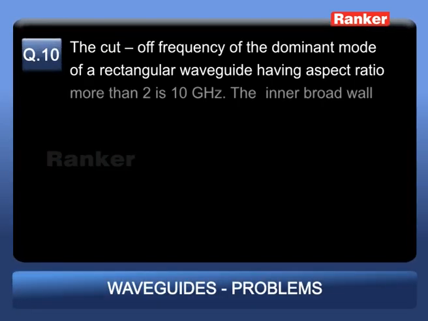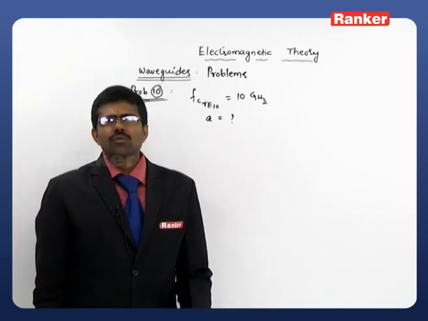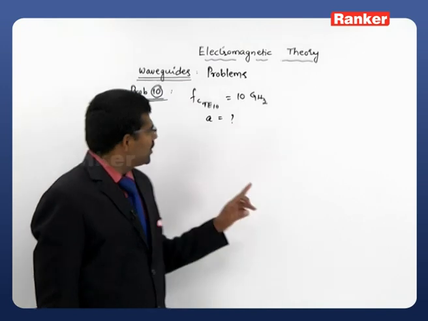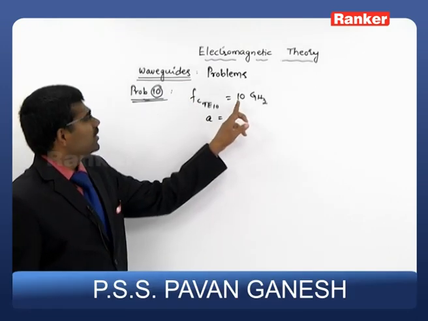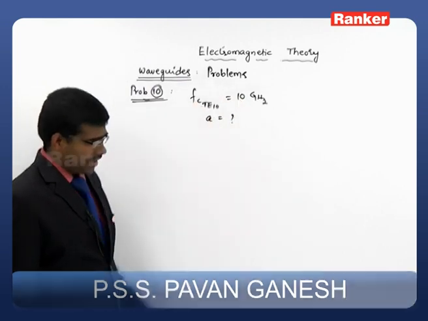Problem 10. The cutoff frequency of the dominant mode of a rectangular waveguide having aspect ratio more than 2 is 10 GHz. The inner broad wall dimension is given as option A 3 cm, option B 2 cm, option C 1.5 cm and option D 2.5 cm. So here there is a very simple problem, what is given is that the cutoff frequency for the dominant mode TE10 is 10 GHz. What is the inner broad dimension?